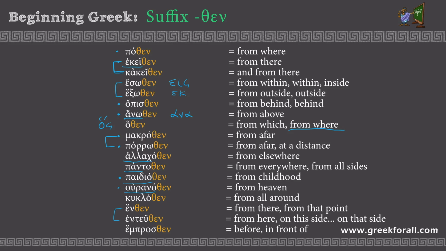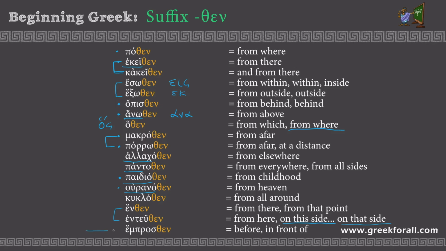Anthen and entheothen. Anthen means from there, from that point, and entheothen means from here, on this side or on that side. So if this word appears twice in the sentence, most likely you will translate it like this. Literally it could be from here and from there, like on this side, on the other side.